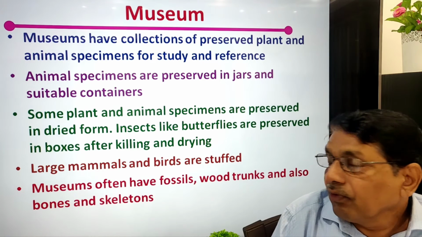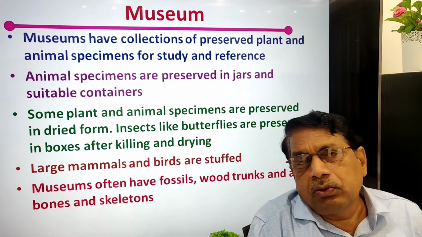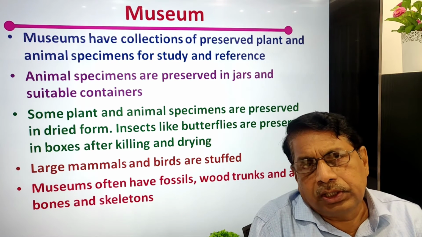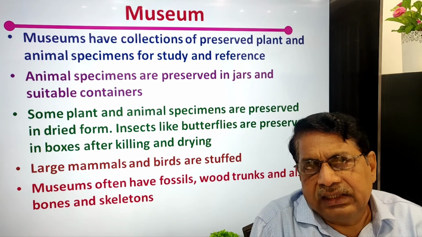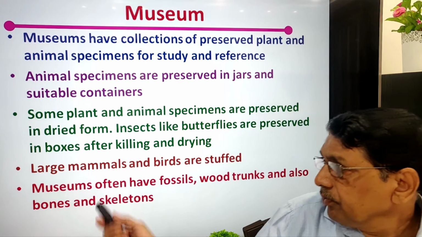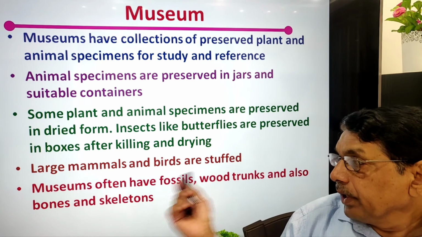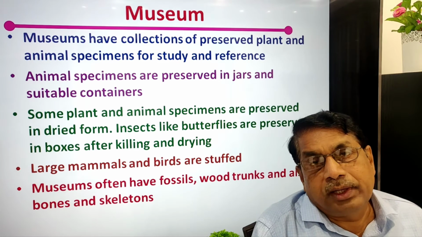Museums often have fossils. What are fossils? Once they existed, now they do not, but some evidences are available on the rocks, tree trunks, or some other places, like bones, skulls, teeth. Some fossils, wood trunks, and bones and skeletons. So some museums also maintain these.